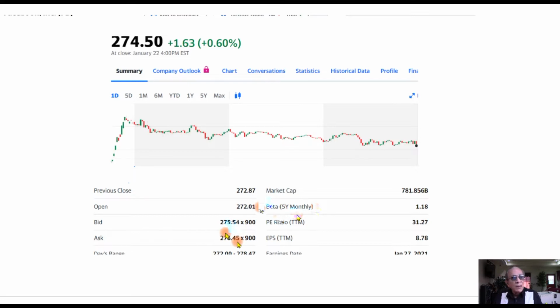Okay? Then they talk about the price per earnings ratio, which is 31.25. Earnings per share is 8.78, as of January 27, 2021. So this kind of explains the whole thing that you normally see on your stock. You get the chart, you get the previous close and what have you, and then you can do some more research to buy the stock.